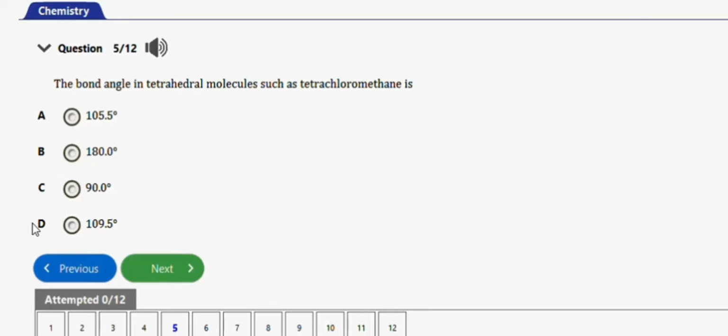It often comes out. The next question says which of the following molecules is not linear in shape? The one that is not linear in shape is ammonia. Ammonia is trigonal pyramidal, so the answer is ammonia.